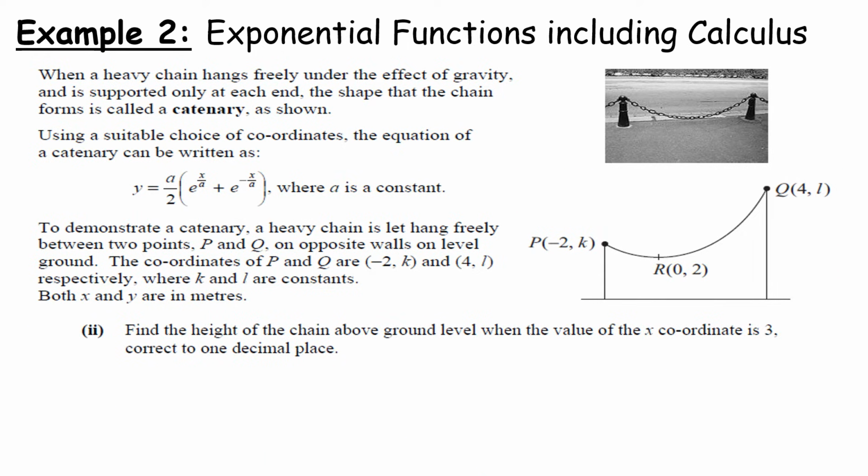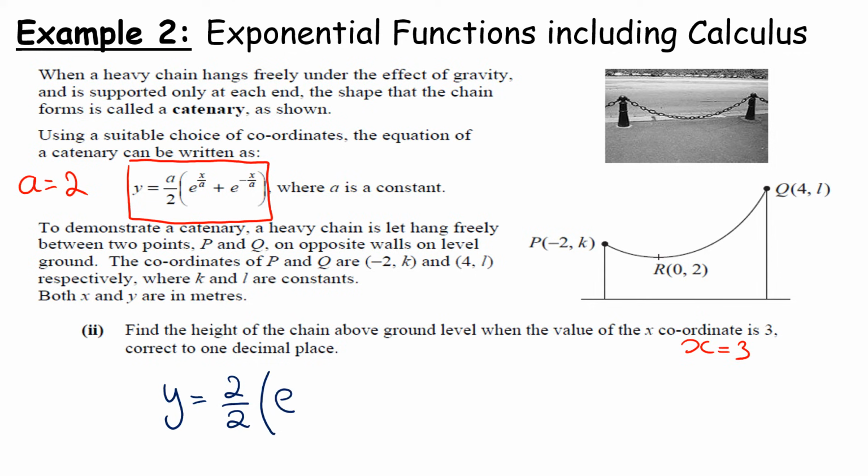Part 2 of this says, find the height of the chain above ground level when the value of the x coordinate is 3. So now what we're going to do, having the function, but also knowing that a is 2, we're going to sub in x equals 3 and work out y. So y is equal to 2 over 2 bracket e to the power of 3 over 2 plus e to the power of minus 3 over 2.